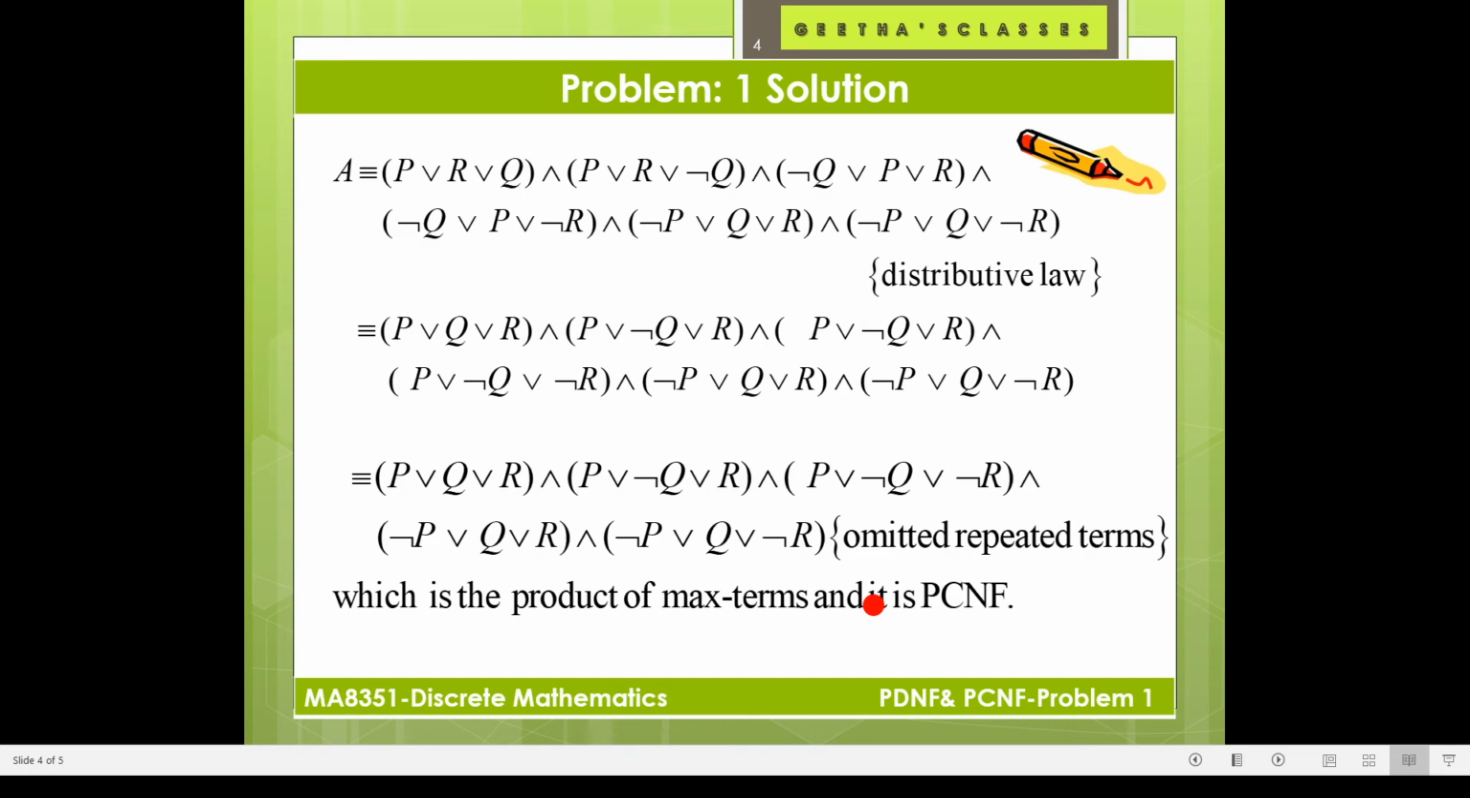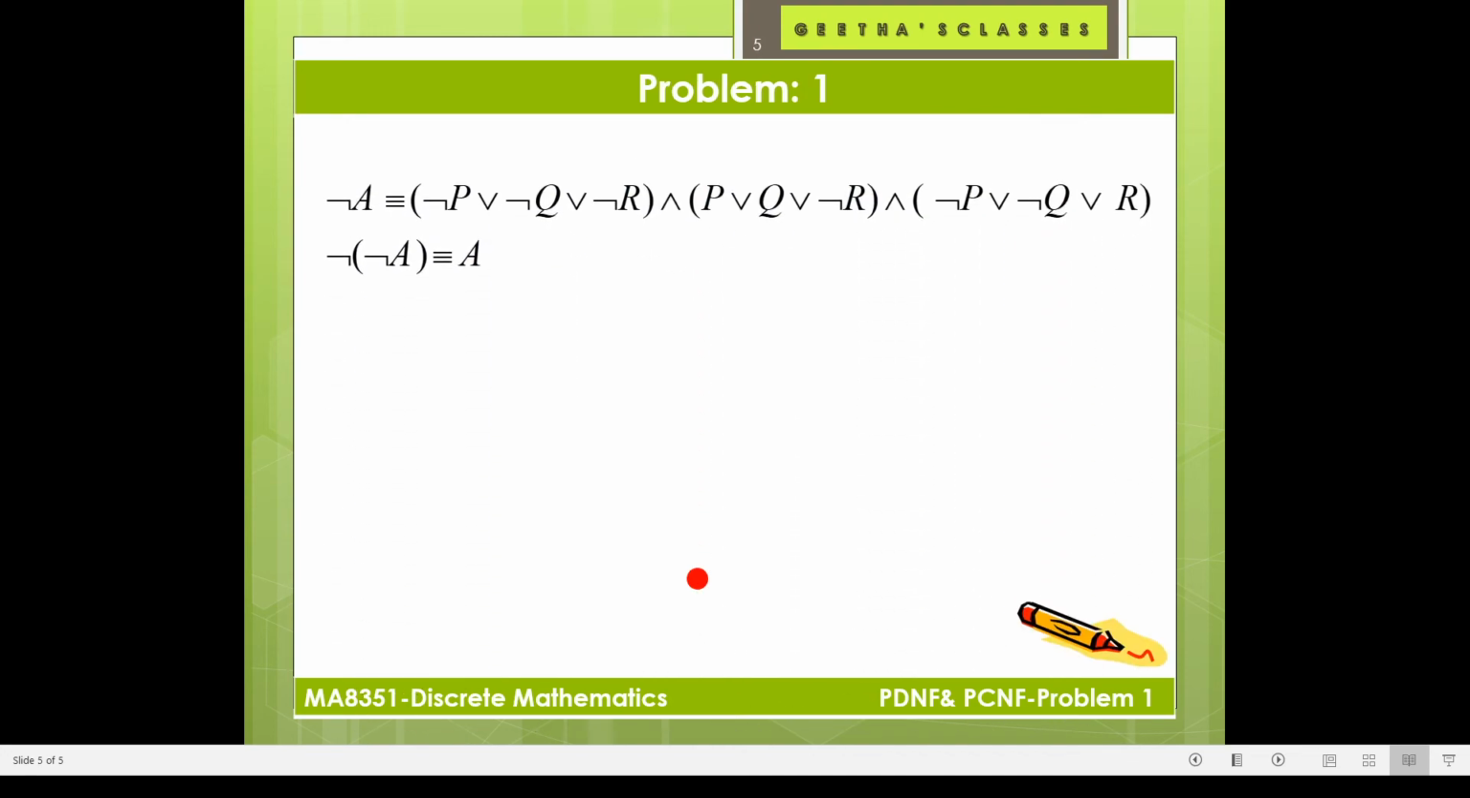Okay. So how will you find PDNF? This is the same for all the problems. After finding PCNF, this is the procedure. So you are getting A, right? You take it as plus plus plus, plus minus plus, plus minus minus, minus plus plus, minus plus minus. So you write the remaining missed out terms for the combinations. You write the missed out combinations now.